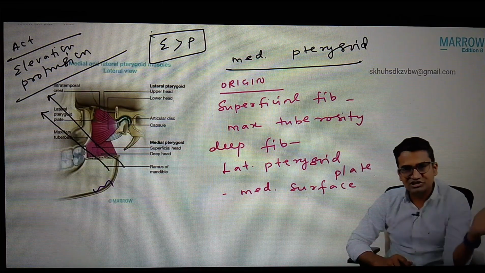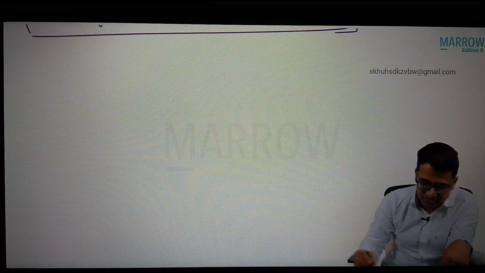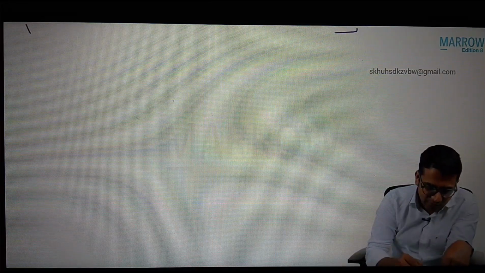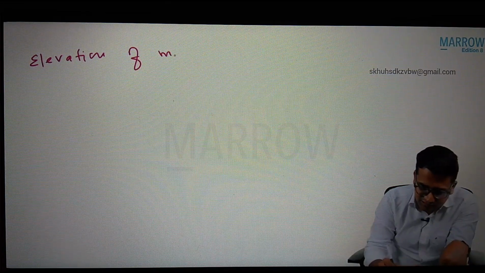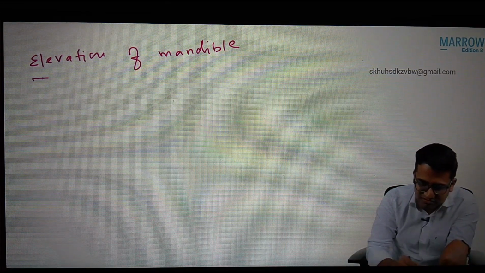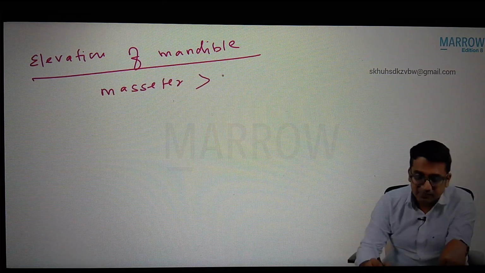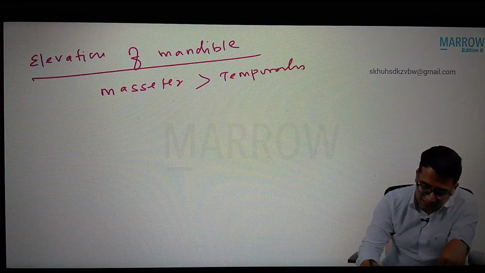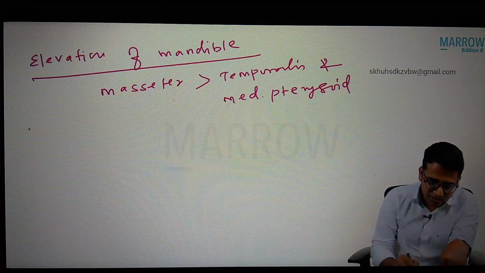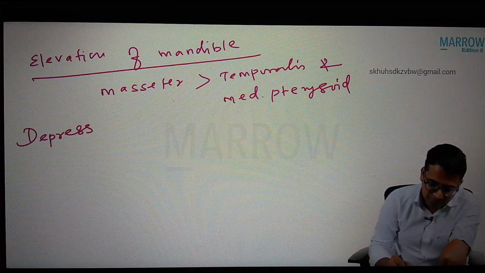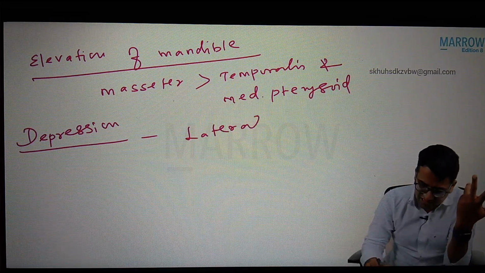These are the four muscles of mastication and their actions. Now we're going to summarize this information and write the best muscle for each movement. Number one, the best muscle for elevation of the mandible is masseter, greater than temporalis and medial pterygoid muscle. Depression of the mandible is done by only one muscle. Which muscle? Lateral pterygoid muscle.